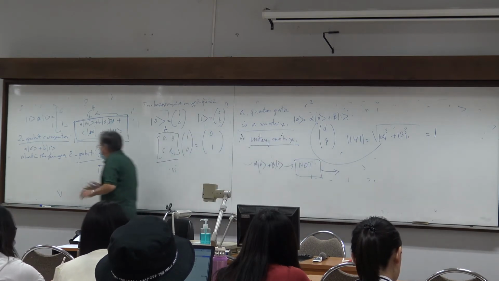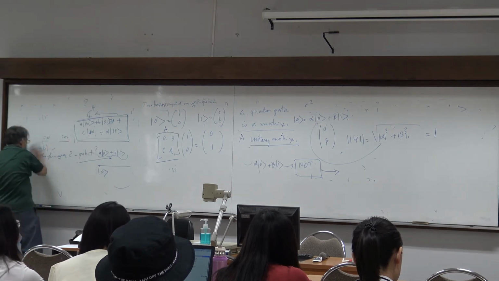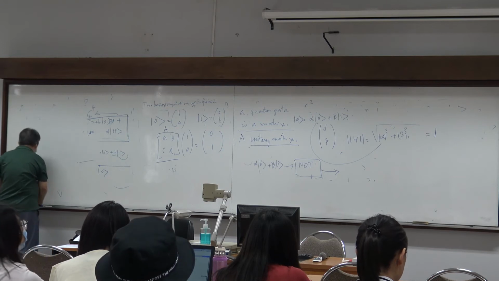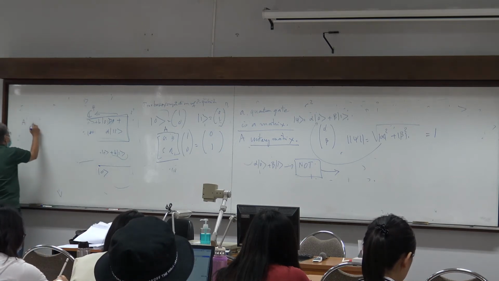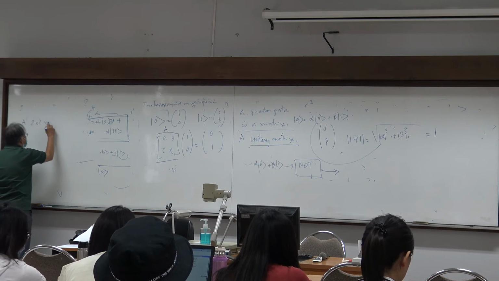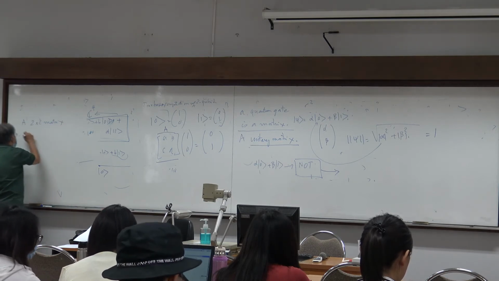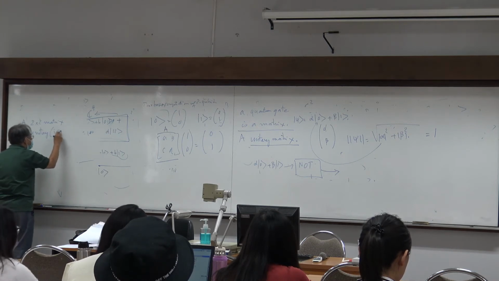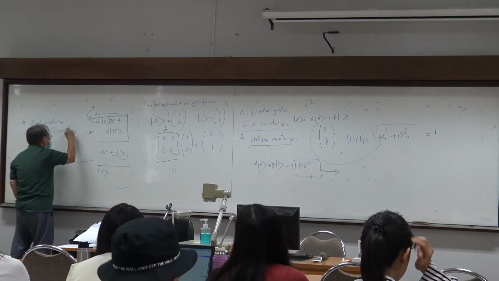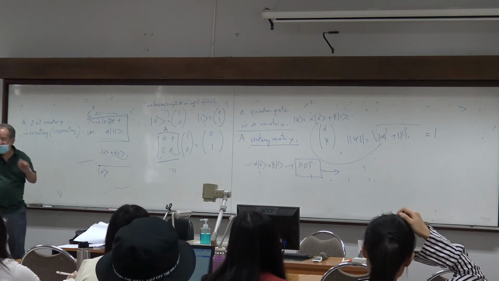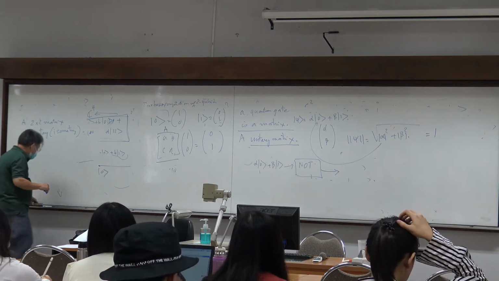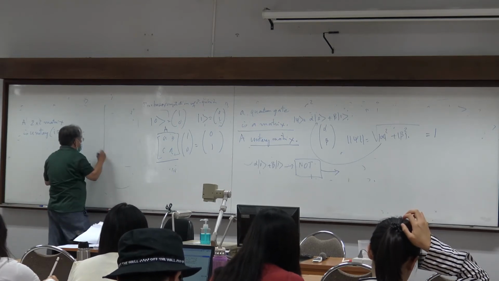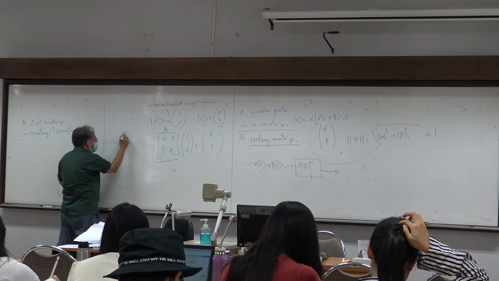That means the following. Anybody who has had a course in linear algebra should remember what it is. Let's say a 2 by 2 matrix is unitary. That means it is an isometry. Isometry means it preserves the length. I'll give you an example: rotation in the plane. Suppose I have a point here.